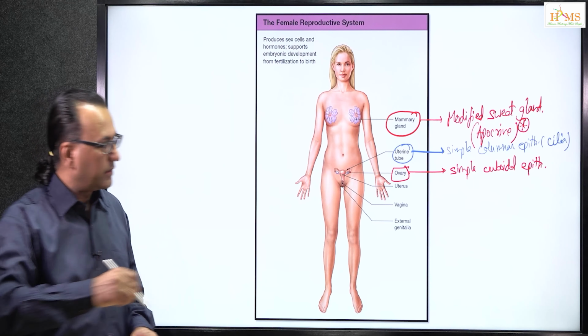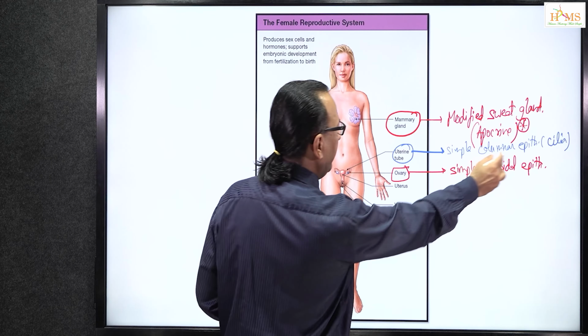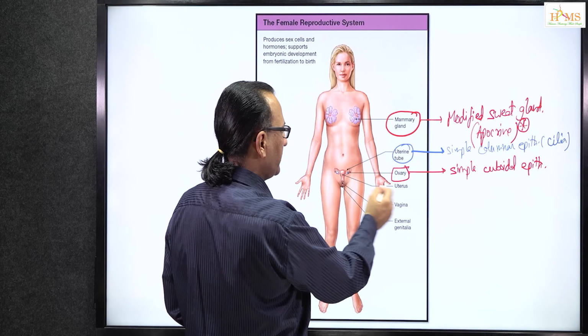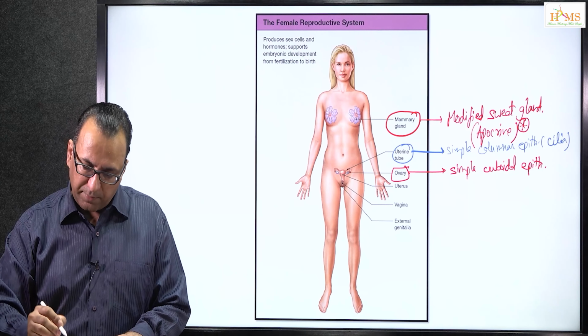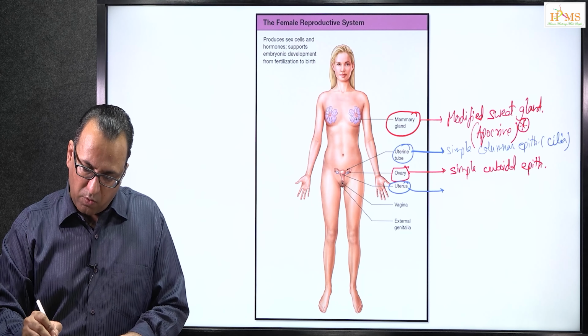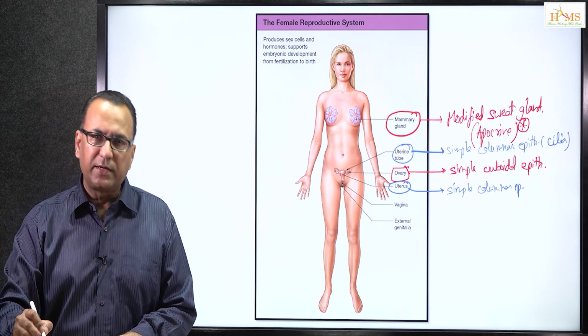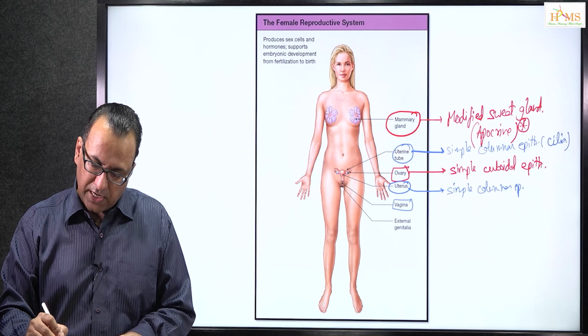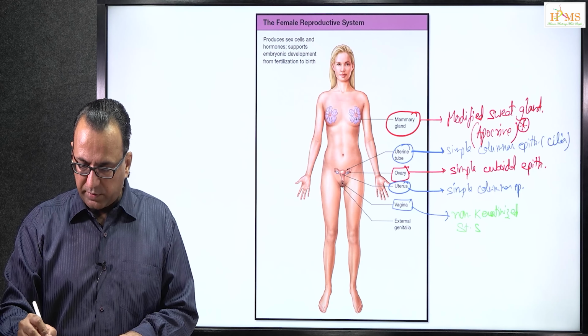So you can remember the uterine tube is lined by ciliated columnar epithelium. What about the uterus then? If we are talking about the uterus, it has simple columnar epithelium. And the vagina has the same epithelium as the esophagus. As we have mentioned, non-keratinized stratified squamous epithelium.